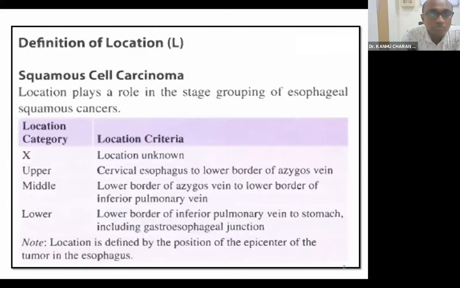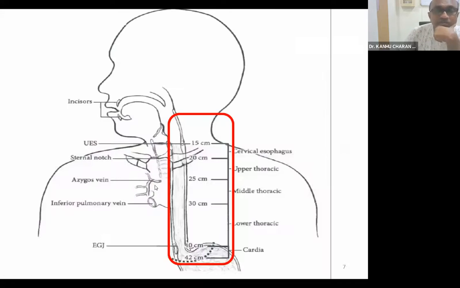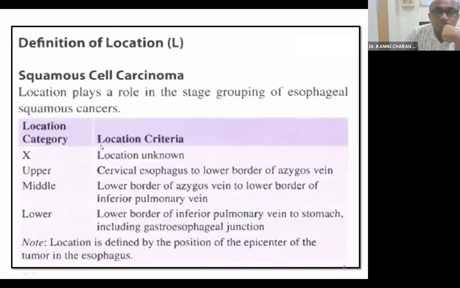So these are the various definitions in the AJCC; there is also a location unknown category. The upper esophagus is up to the lower border of the azygous vein, the middle is from the lower border of the azygous vein to the lower border of the inferior pulmonary vein, and the lower esophagus is from the lower border of the inferior pulmonary vein to the gastroesophageal junction. So these are the AJCC location criteria. If you are going for staging purposes, you have to identify the azygous vein, the inferior pulmonary vein, and the gastroesophageal junction. These three things you have to find out.